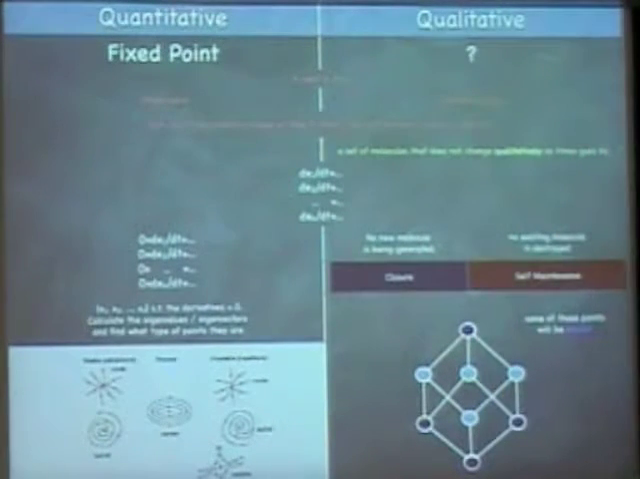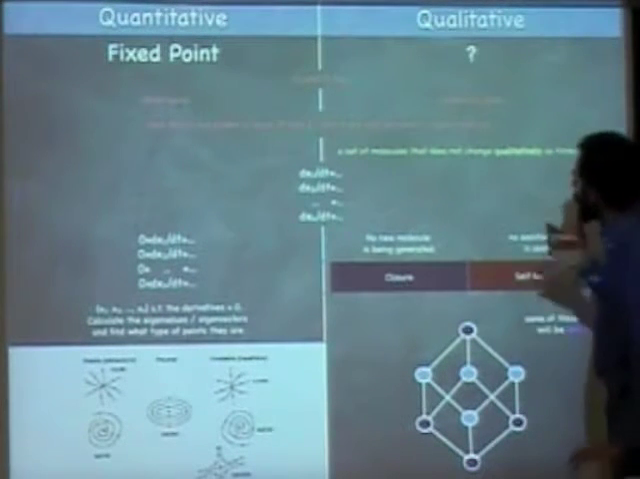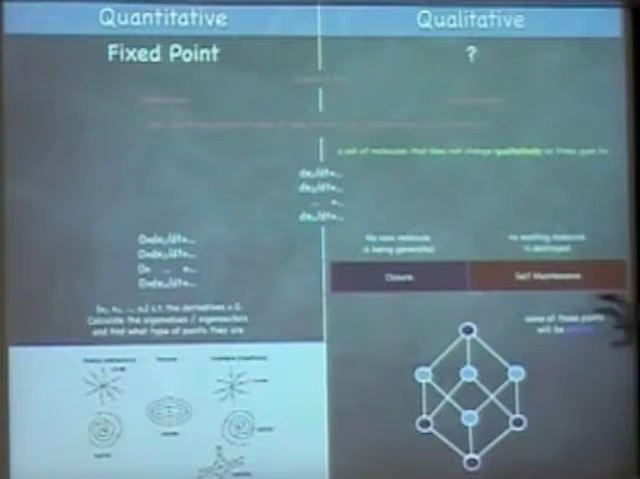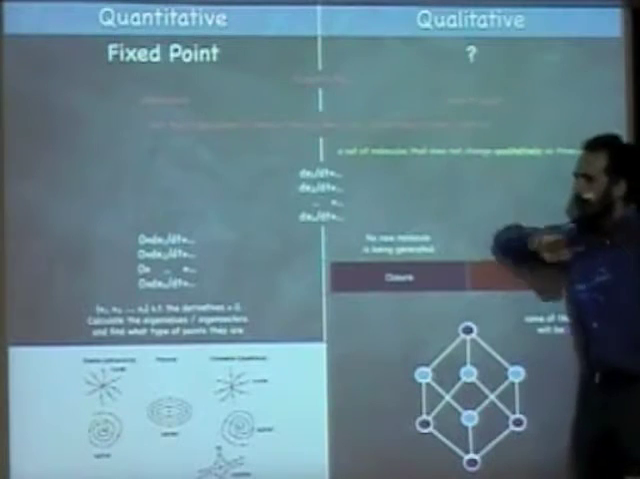Right. So some of those points will be special. Now, what do we want? Essentially, for those points to be fixed from our point of view.